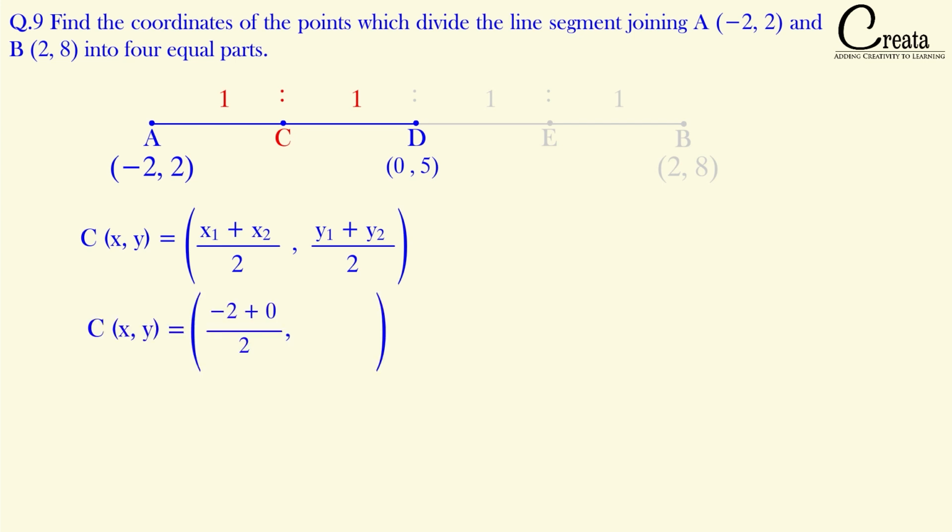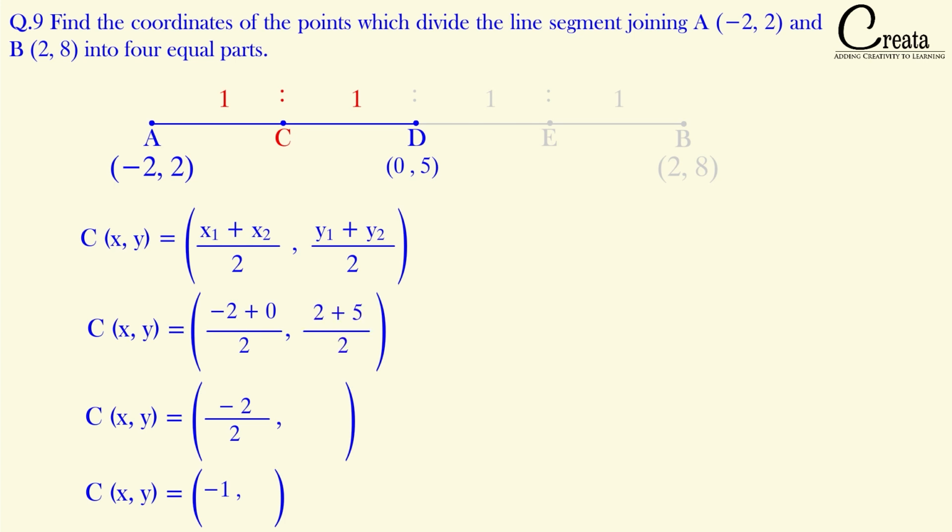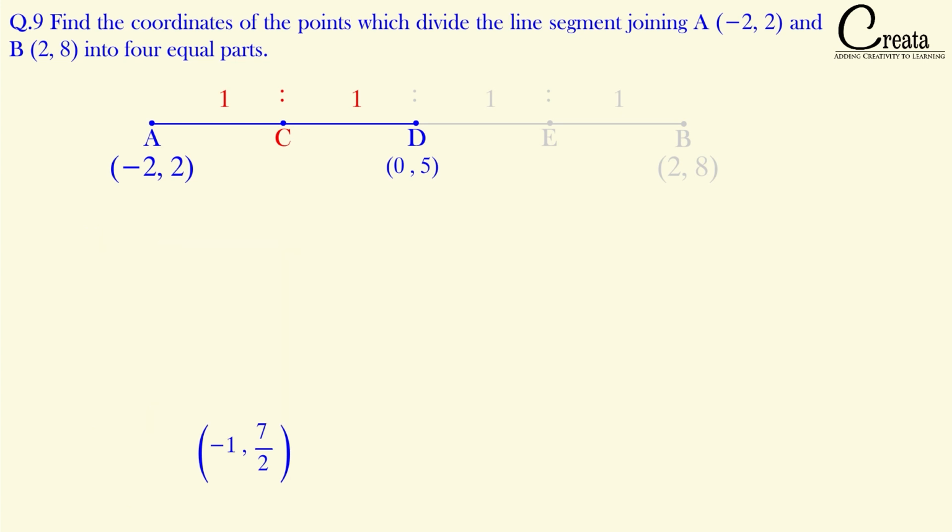Let's find the x coordinate. On solving, we got the x coordinate as -1. Similarly, we can also get the y coordinate. On putting the values, we got the y coordinate as 7/2. So this is the coordinate of point C.